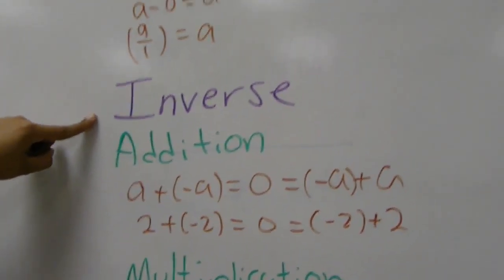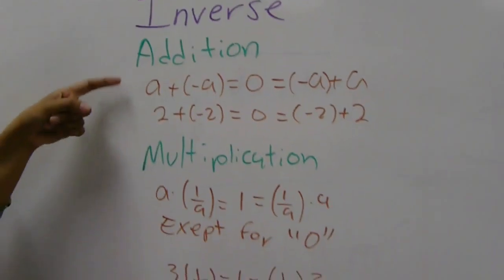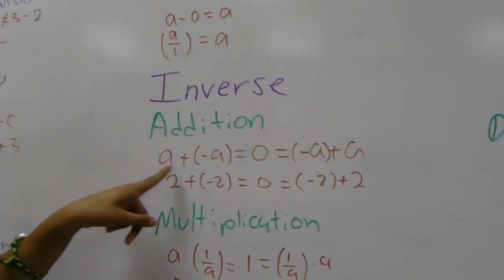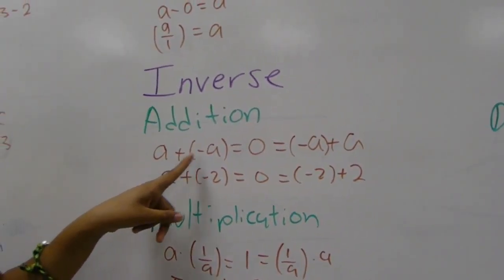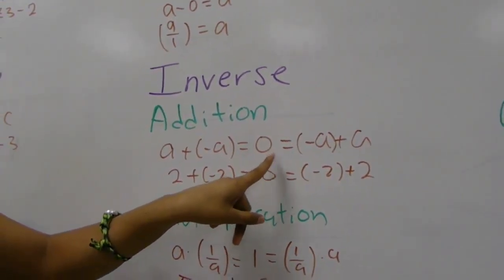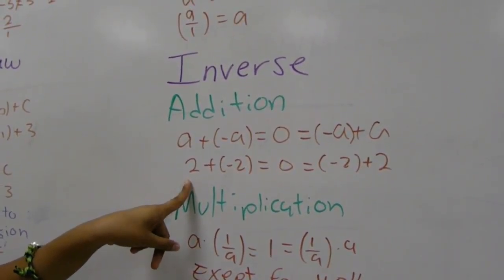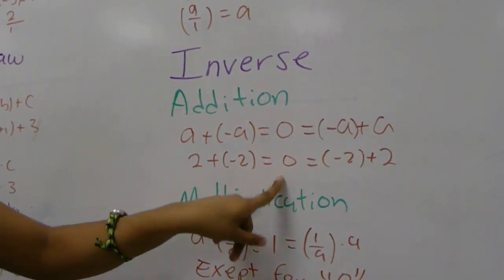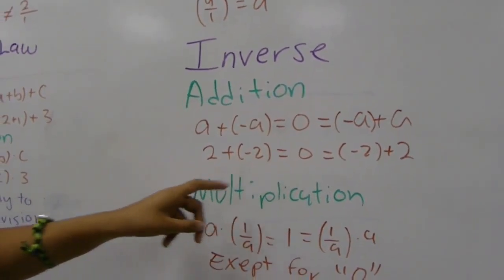For the inverse, we only have inverses for addition and multiplication. For the addition case, the only thing you do is change the sign of the element. So you have A plus negative A is equal to 0, and negative A plus A is equal to 0. In the example, we have 2 plus negative 2 is 0, and negative 2 plus 2 is also equal to 0. And 0 is the identity element.